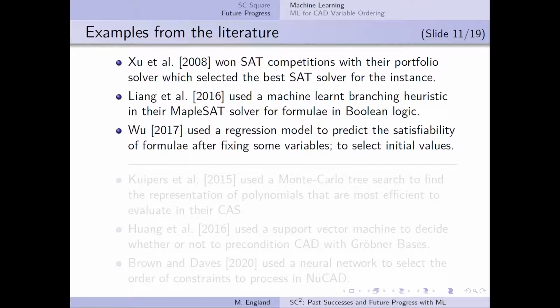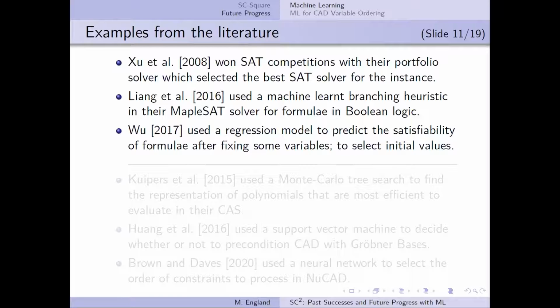So what kind of examples of the things I'm talking about are there in the literature? Well, I've just selected a few here. Probably the most famous is the first one from the SAT community, the SATzilla solver back in 2008. It was essentially a SAT solver, which was just a machine learning classifier to choose which of the previous year's SAT solvers to use for a particular problem instance, and it did very well.